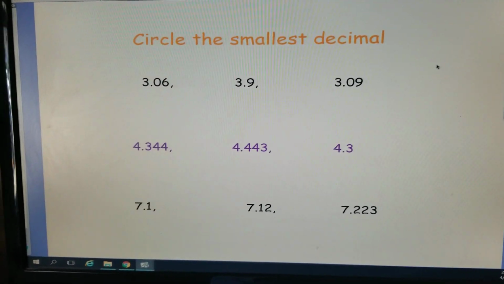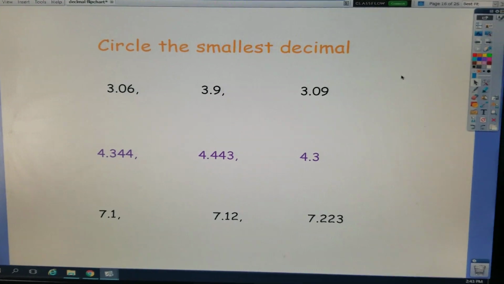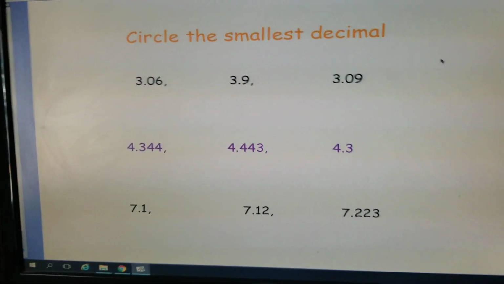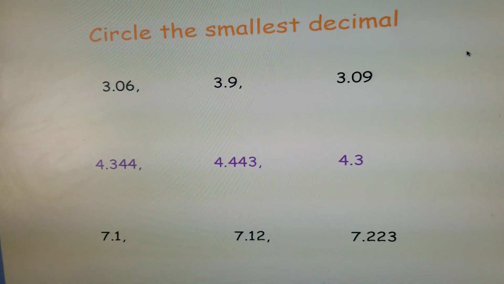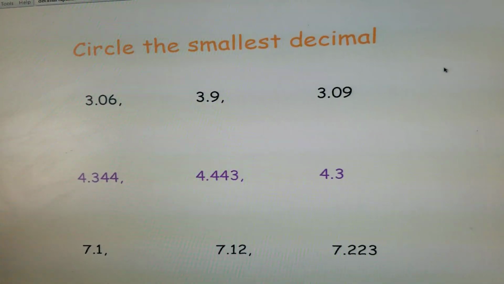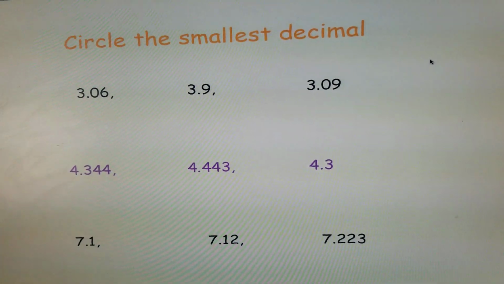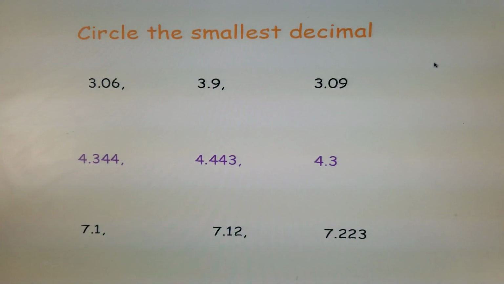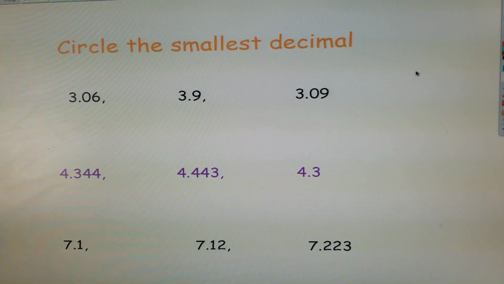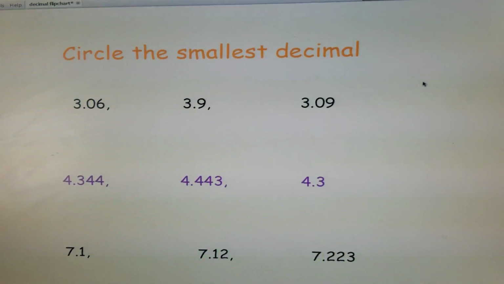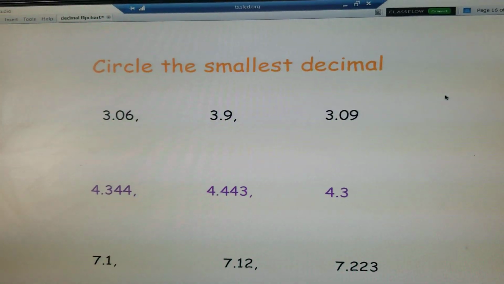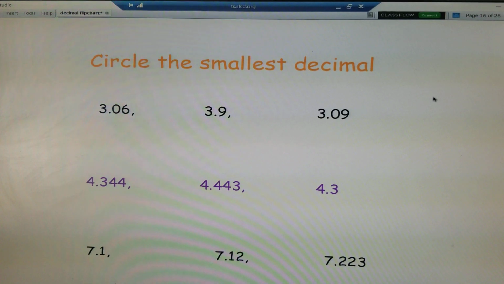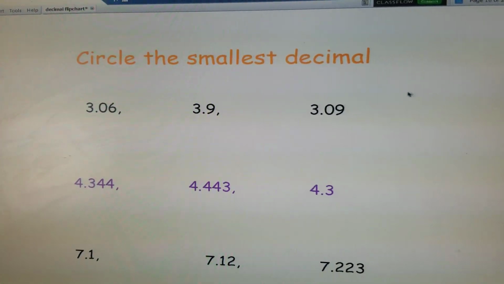Okay, let's look at our next set. We want to find the smallest of the decimals. So we have 3 and 6/100, 3 and 9/10, and 3 and 9/100. If you look in the greatest place value, the ones place, they all have a 3. So we have to move on to the next place value, which is the tenths place.